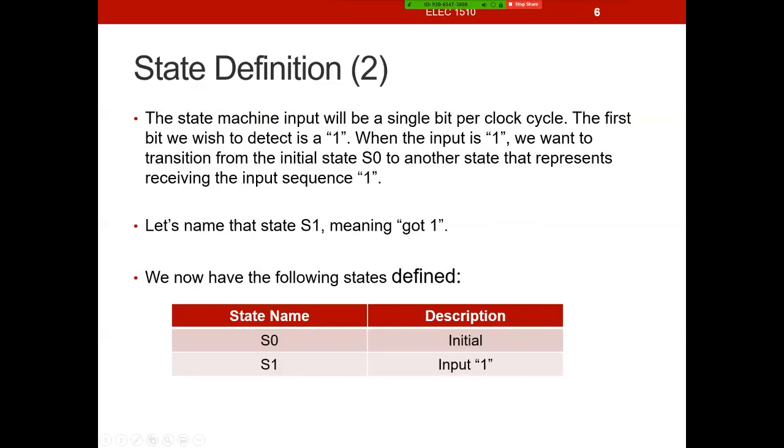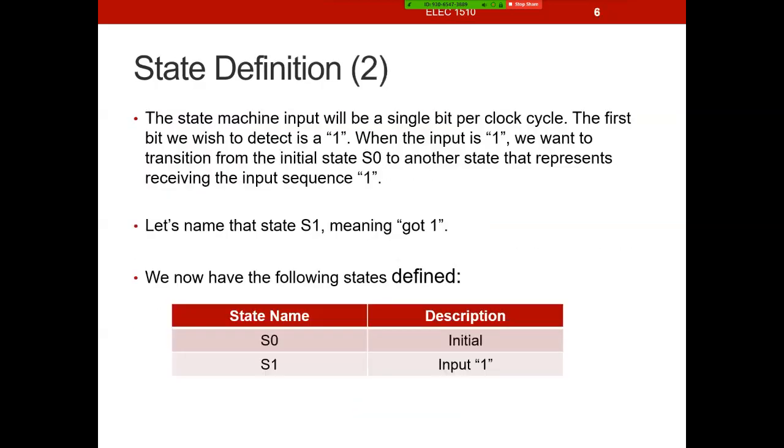Like we said, we determined S1, the name S1. I gave that a meaning of we recognize the sequence 1. So when we're in S0, our initial state, the first bit we wish to detect is a 1. So we're sitting there in state S0. We look at the number that came in. We say that number was a 1. That means we want to leave the initial state and go to a state that recognizes we received that first 1. And sometimes we say got 1, right? Our input was a 1. All right, so we have these two states defined now.